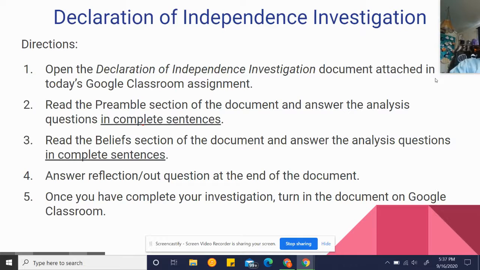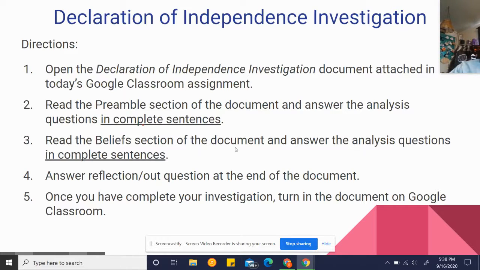Then, once you've got it open, you'll read it section by section. There's only two, so it shouldn't be very difficult. First you'll read the preamble section of the document, and I'll show you what it looks like in a second. Then you'll answer the analysis questions in complete sentences. I really do want you writing in complete sentences today, so please do that. After the preamble section, you'll read the belief section of the document and answer the analysis questions in complete sentences.